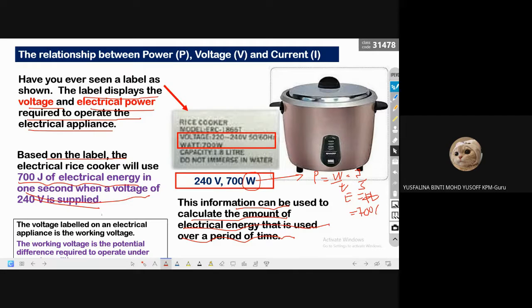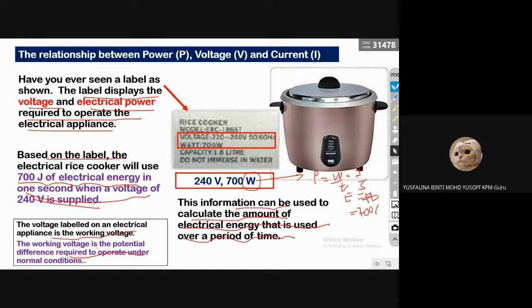Okay, so the voltage level on the electrical appliance is the working voltage. The working voltage is the potential difference required to operate under normal condition. Like I said, under normal condition. Let's say if you go to a country that uses low voltage, right?